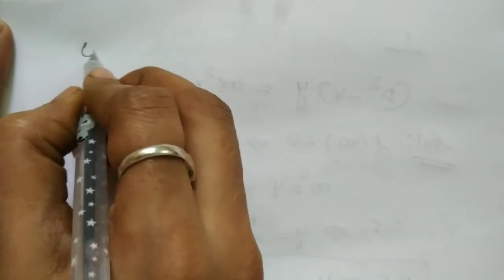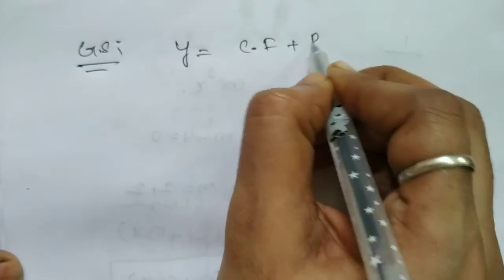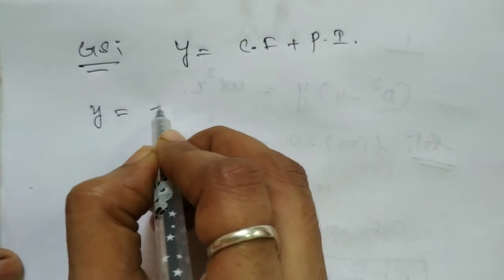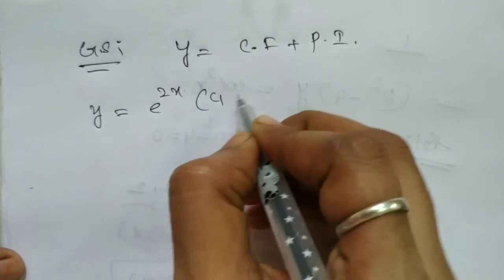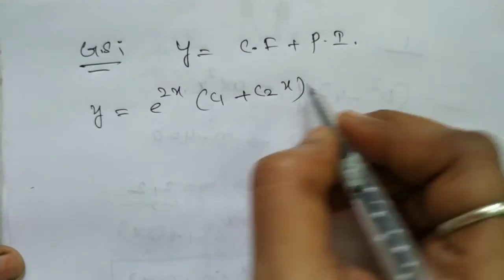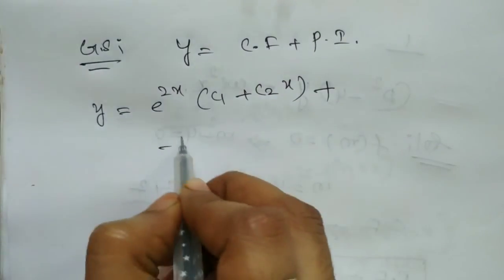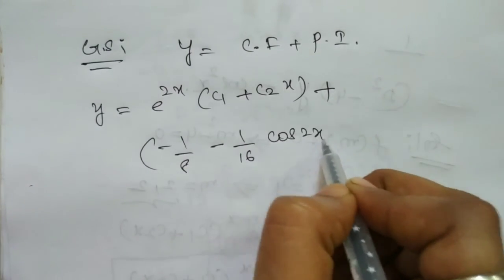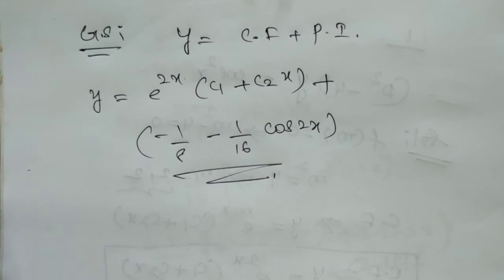So the general solution, y equal to complementary function plus particular integral. So y equal to the complementary function e power 2x into c1 plus c2 x, plus the particular integral, minus 1 by 8 minus 1 by 16 cos 2x. So this is the method 2 concept of particular integrals.